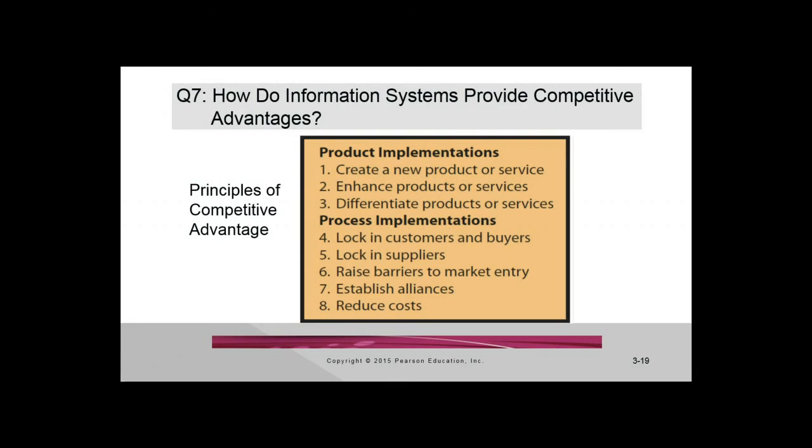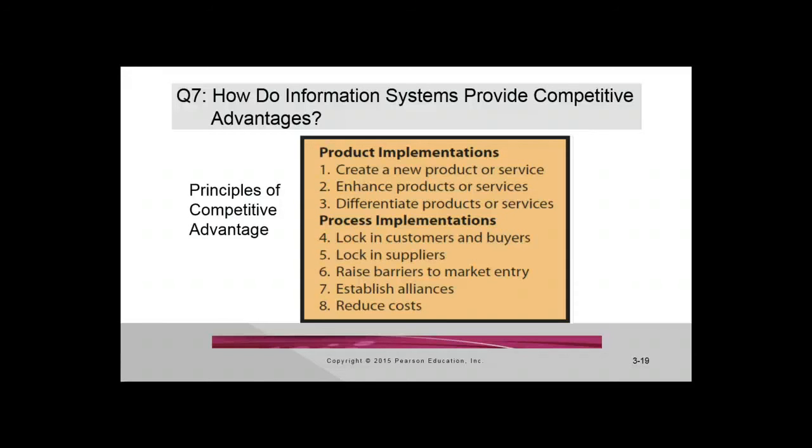All right, so the last thing I'm going to do in this chapter, and like I said, this chapter is not my favorite chapter. It's important, but it's not my favorite chapter, is we're going to talk about how do information systems provide competitive advantage. And there are really 8 principles of competitive advantage.